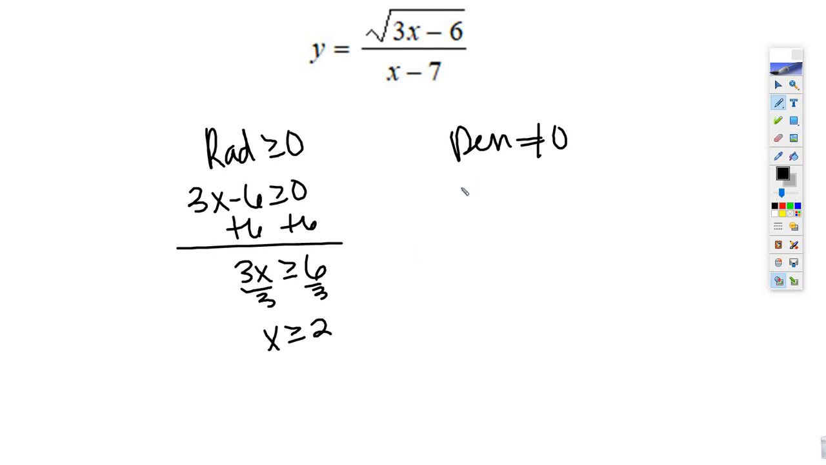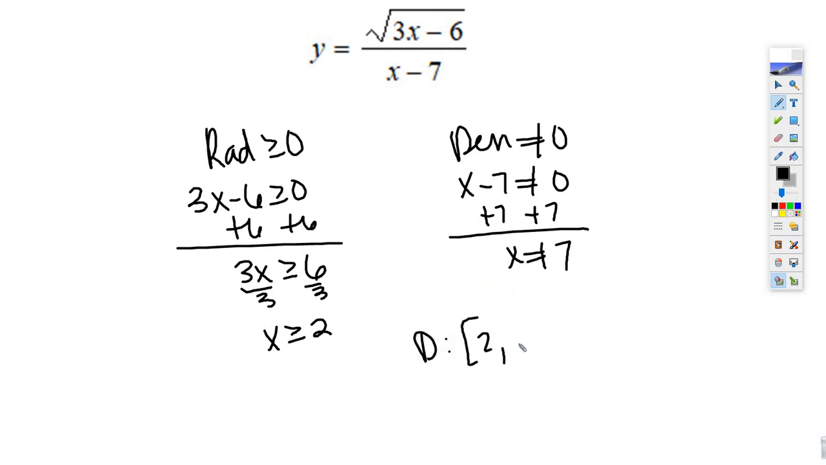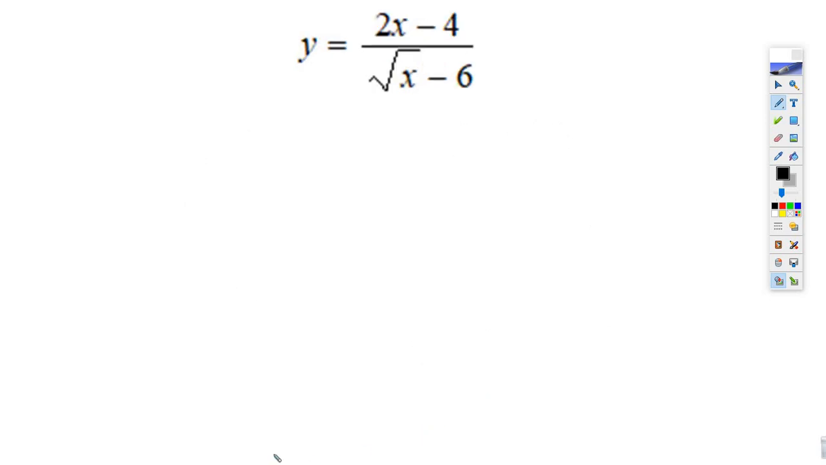So my denominator can't be 0, so x minus 7 cannot be equal to 0. Now add 7 to both sides, and I get that x cannot be equal to 7. So this first part, in order to sub an x into the radical, it has to be 2 or larger. Well, that's fine with the denominator, except it's 7. So I'm going to have to exclude 7. So I'm going to do 2 to 7 union 7 to positive infinity. Okay? So again, I have that combination.